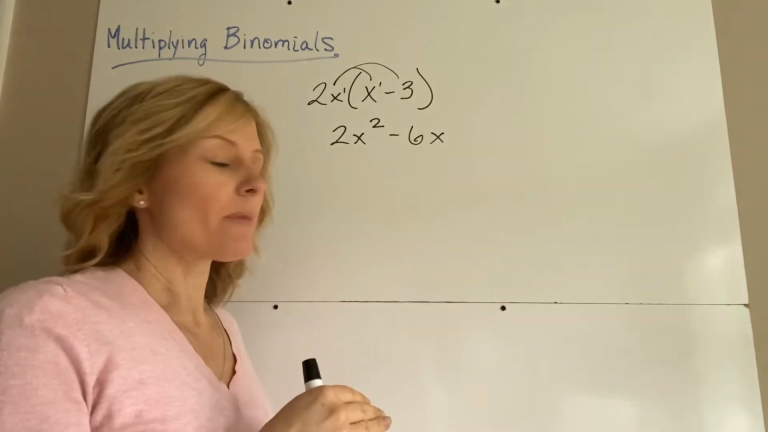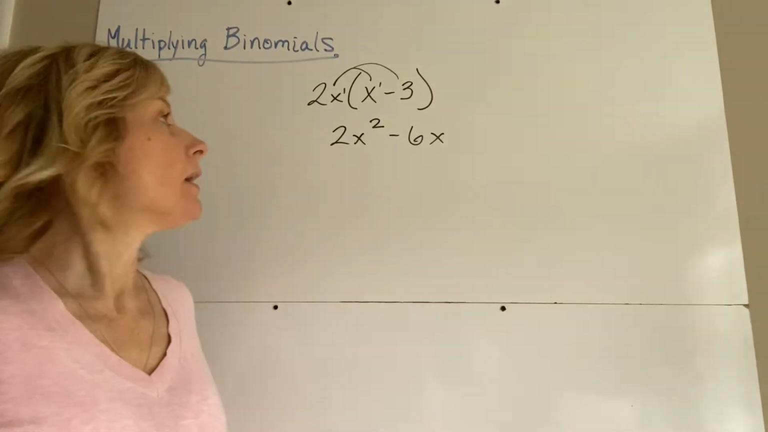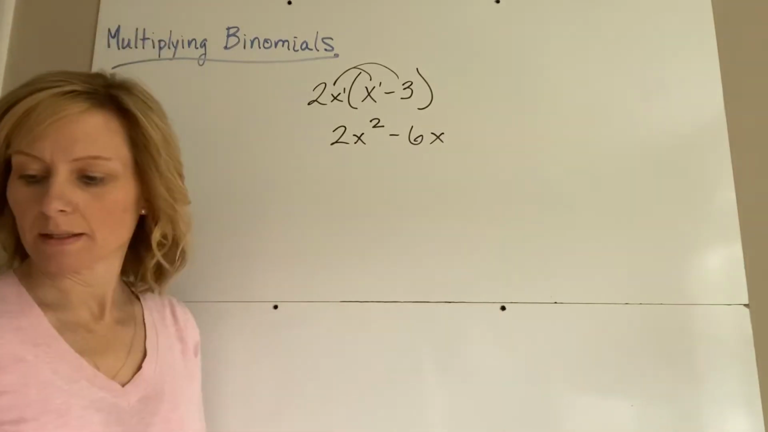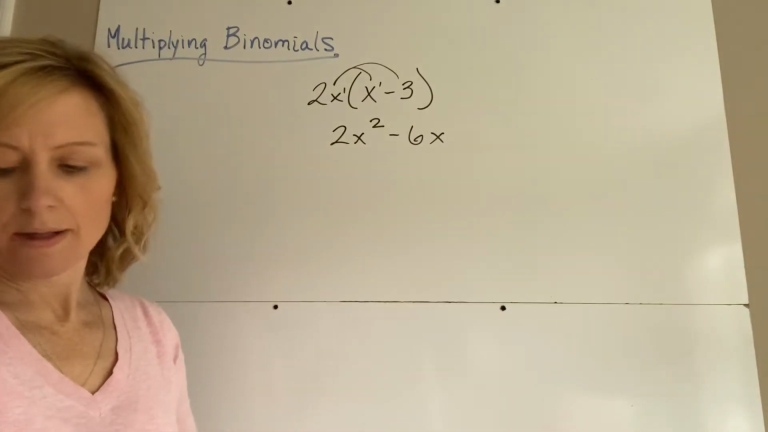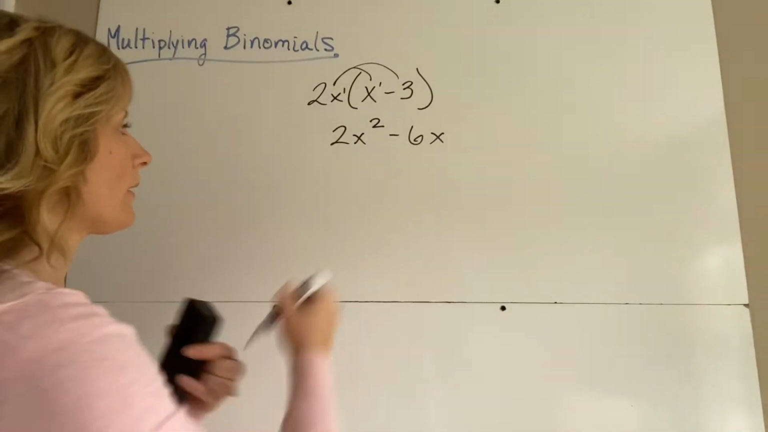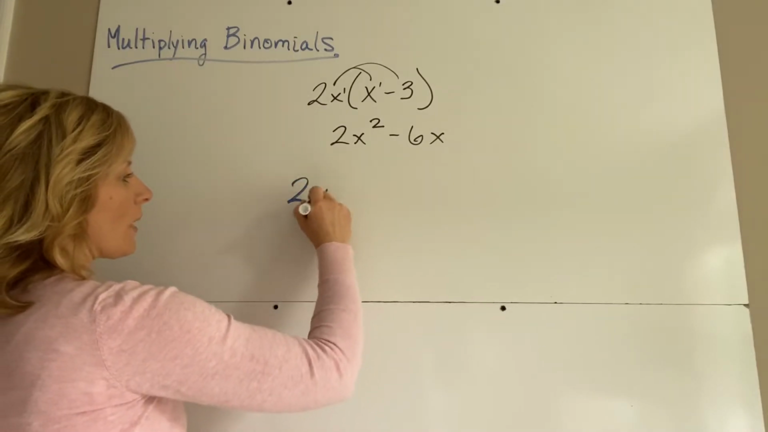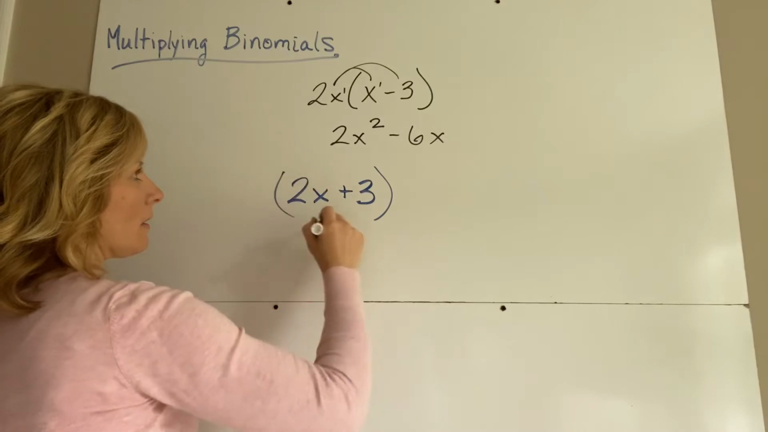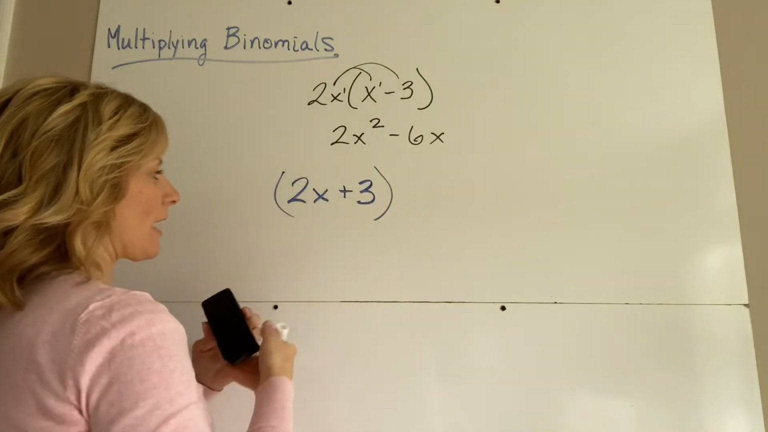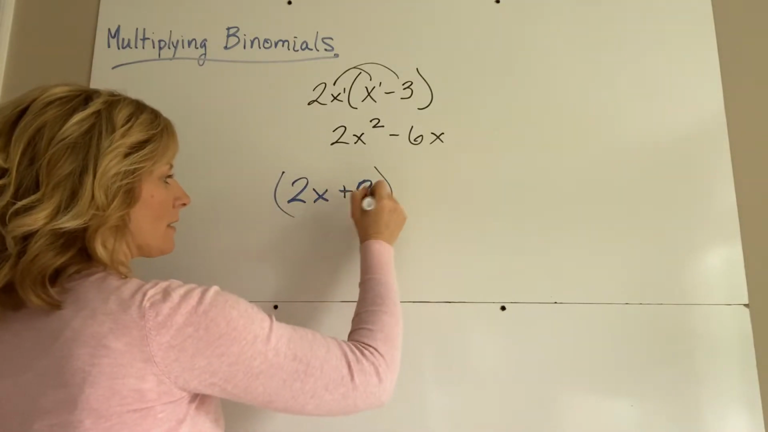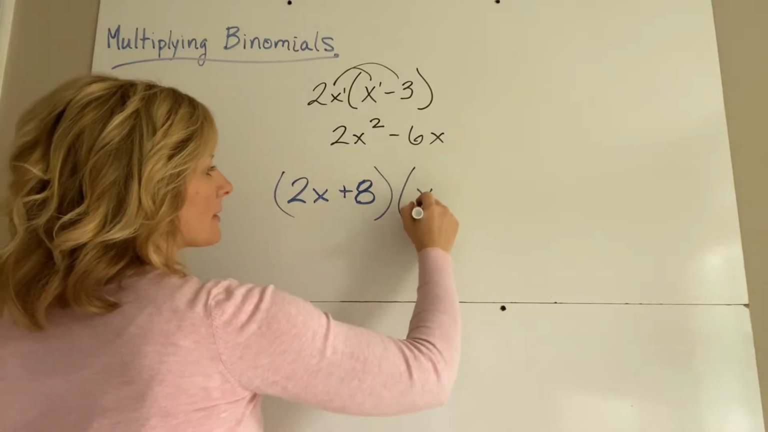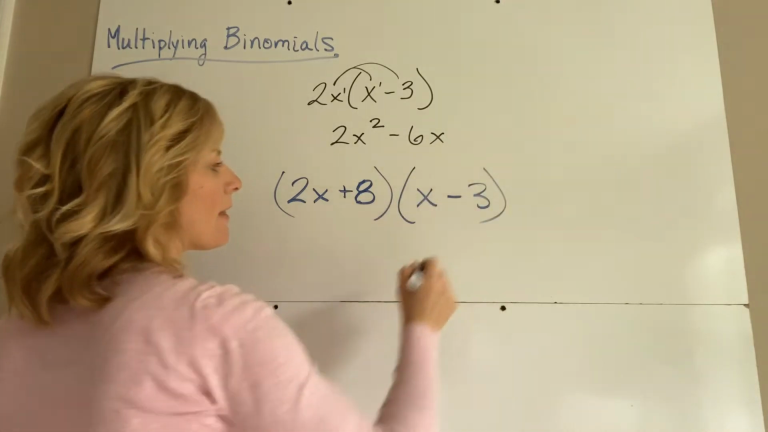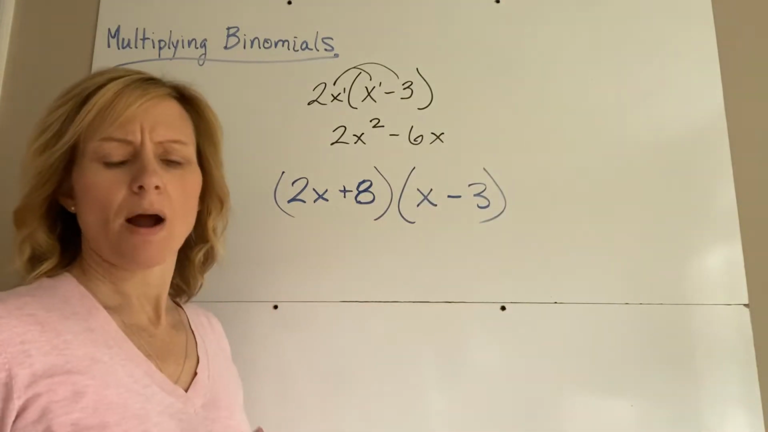They went on from there to talk about what if you had not just 2x, but maybe 2x plus 8, and then x minus 3. And they, again, did the distributive property with this.